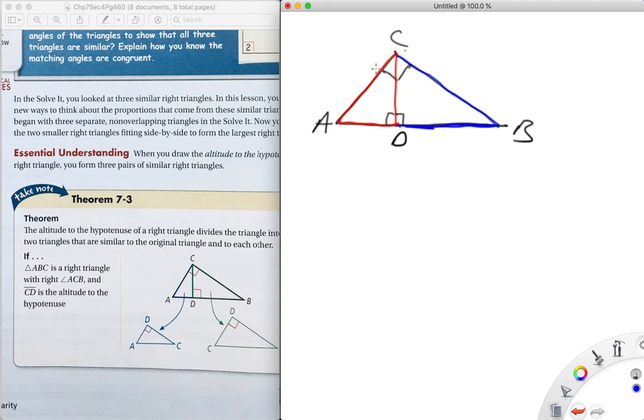Okay, so we have the original triangle ABC, and then we have this smaller right triangle, which is ADC, and then this guy over here would be CDB. And this would be like a medium-sized triangle.